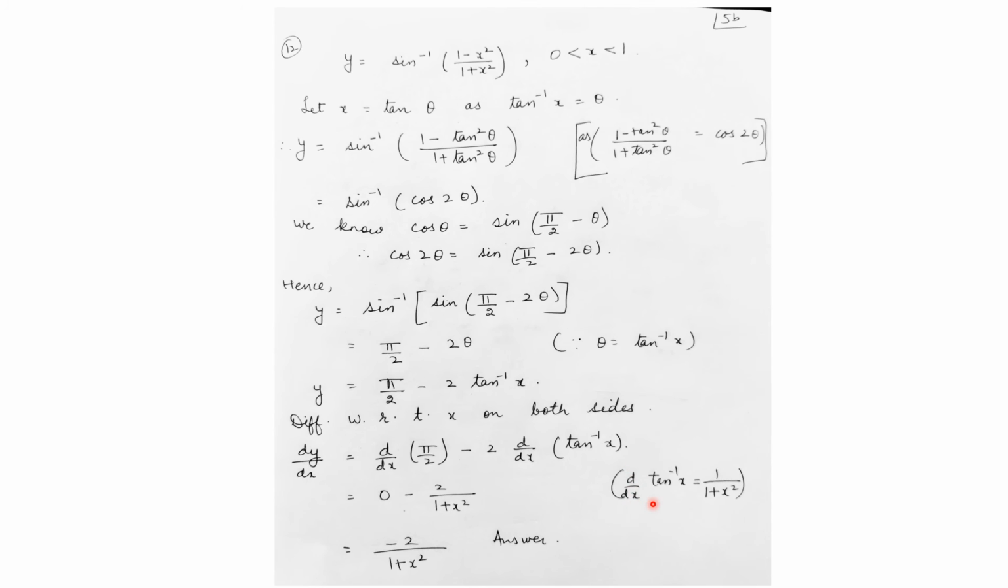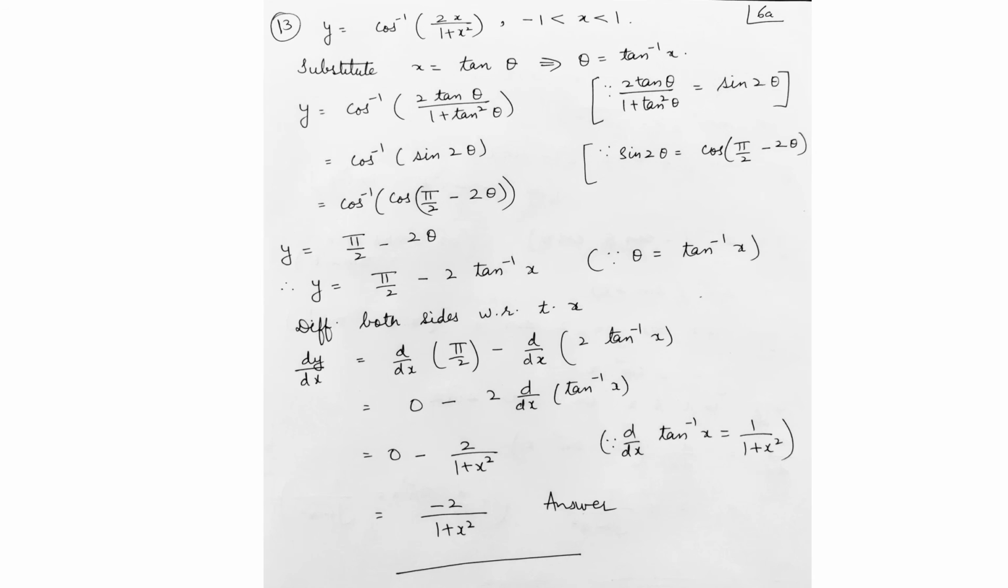Now what is the formula of the derivative of tan inverse x? It is 1 upon 1 plus x square. Kindly put the value. d by dx of pi upon 2 is held as constant, so the answer will be 0. So the derivative of pi upon 2 is 0, minus 2 as it is, multiplied by 1 upon 1 plus x square, you get 0 minus 2 upon 1 plus x square. Answer is minus 2 upon 1 plus x square. Moving on to the 13th question.